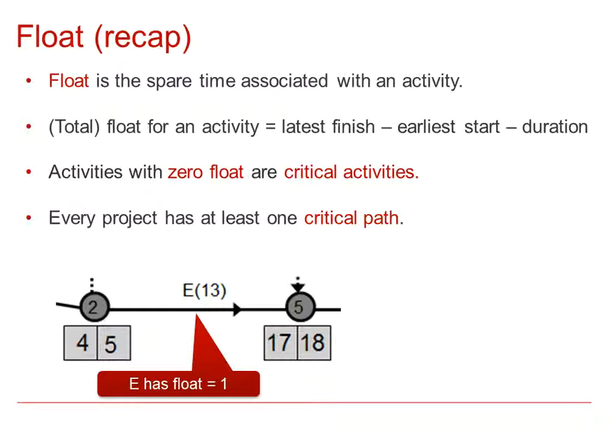A recap on float. Float is any spare time associated with an activity. The total float for an activity is the latest finish time, take away the earliest start time, take away its duration. Activities with zero float are critical activities, and every project has at least one critical path from beginning to end. So for example here, activity E has some float. The latest finish 18, take away the earliest start 4, take away the duration 13 equals 1. So E has 1 unit of float available.